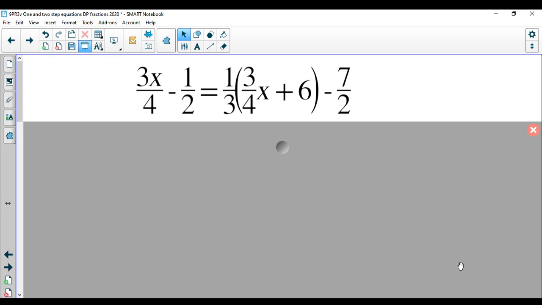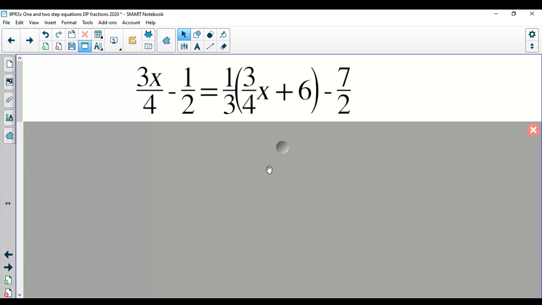Hello everybody, we're going to do an equation right now with fractions, and I'm actually going to do two videos on fractions. There's so many different ways we could do these types of equations, and the more you know, the easier math is going to be. It's flexible, so the more you can adapt and change and do things, it's going to make it easier for you.